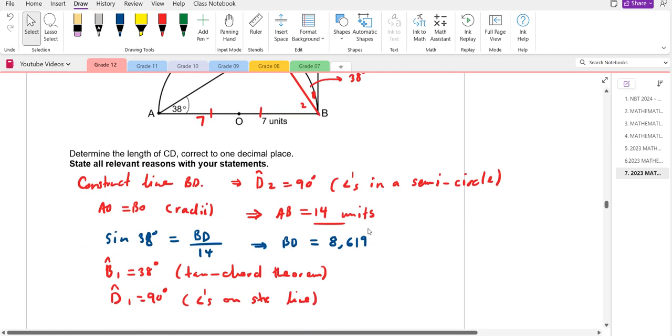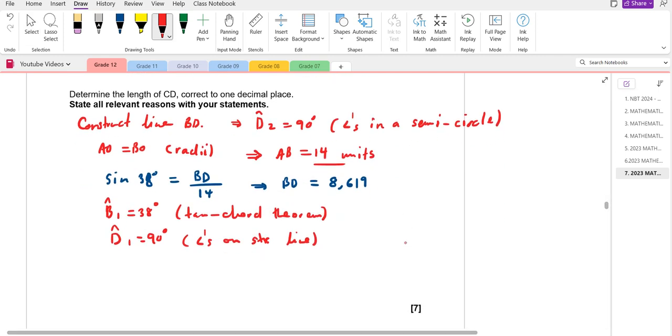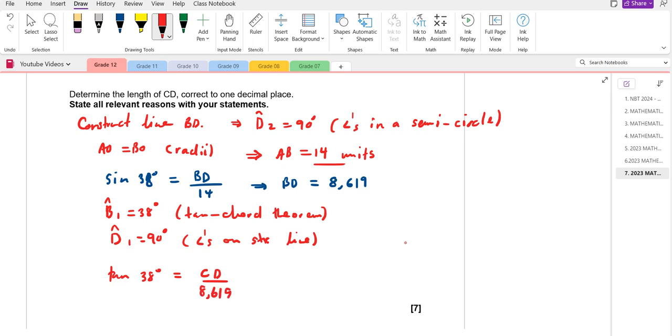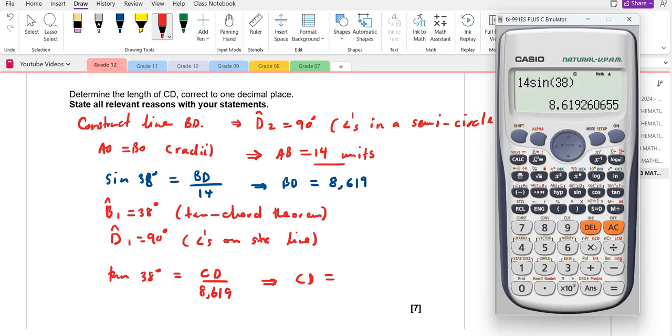So tan 38 equals CD over BD, which is 8,619. This implies CD is now equal to 8,619 times tan 38, cross multiply, and I'm getting an answer of 6,7 units.